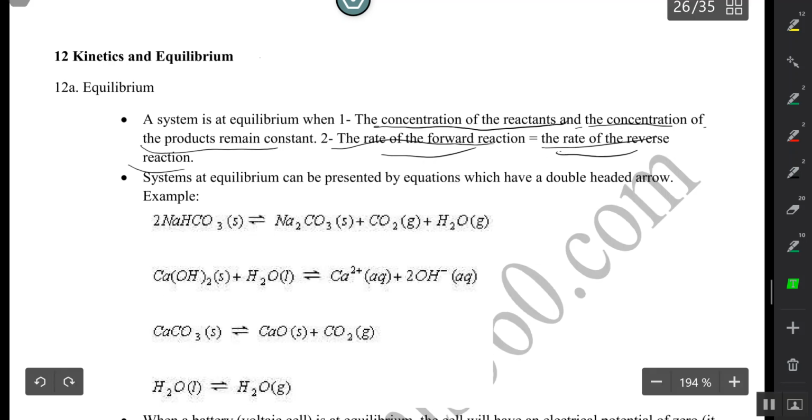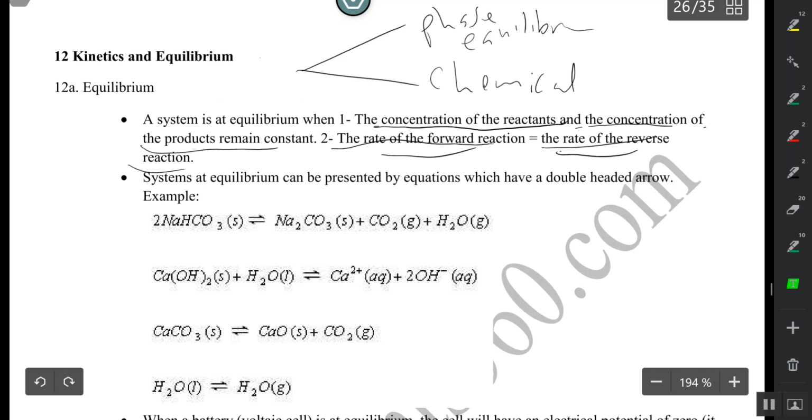There are 2 types of equilibrium. There is phase equilibrium, and there's chemical equilibrium. If we're talking about a phase equilibrium, let's say you have a flask that has some liquid water and you expose that water to heat. The liquid water will turn to gas, and the gas will turn back to liquid water. So here we have a phase equilibrium as long as this is a sealed flask.